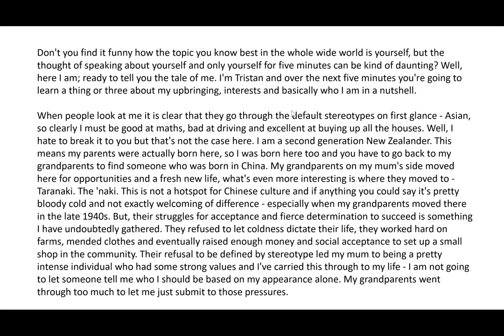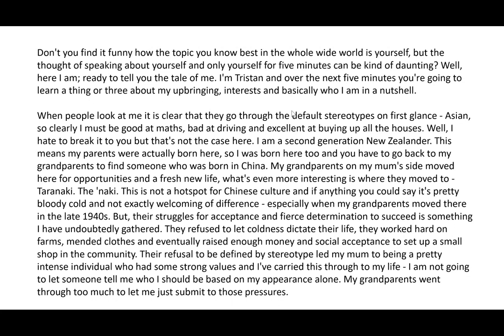My grandparents on my mum's side moved here for opportunities and a fresh new life. What's even more interesting is where they moved to. Taranaki, the Naki. This is not a hotspot for Chinese culture, and if anything, you could say it's pretty bloody cold and not exactly welcoming of difference, especially when my grandparents moved there in the late 1940s.